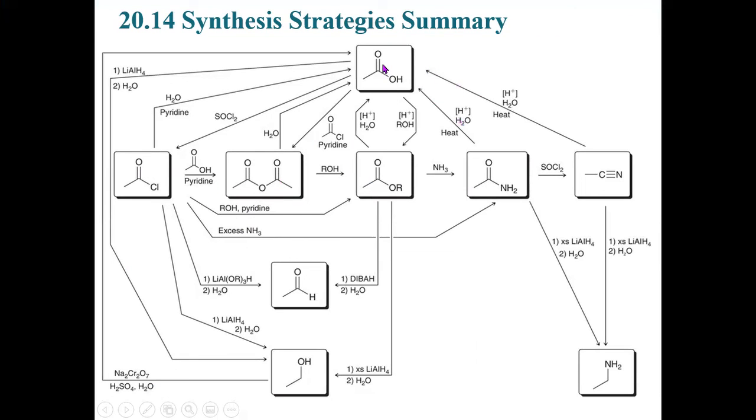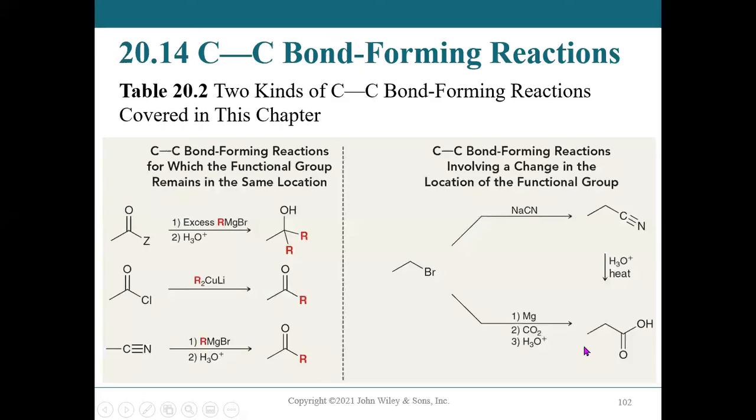Starting with the acid on the top, we can convert the acid into acid chloride, anhydride, ester, amide, and nitrile. Then from those, we can interconvert between the chloride and those derivatives, or convert into things like aldehyde or alcohols. So there are two kinds of CC bond forming reaction covered in this chapter. We study how to use, for example, Grignard, and here are some of those examples.